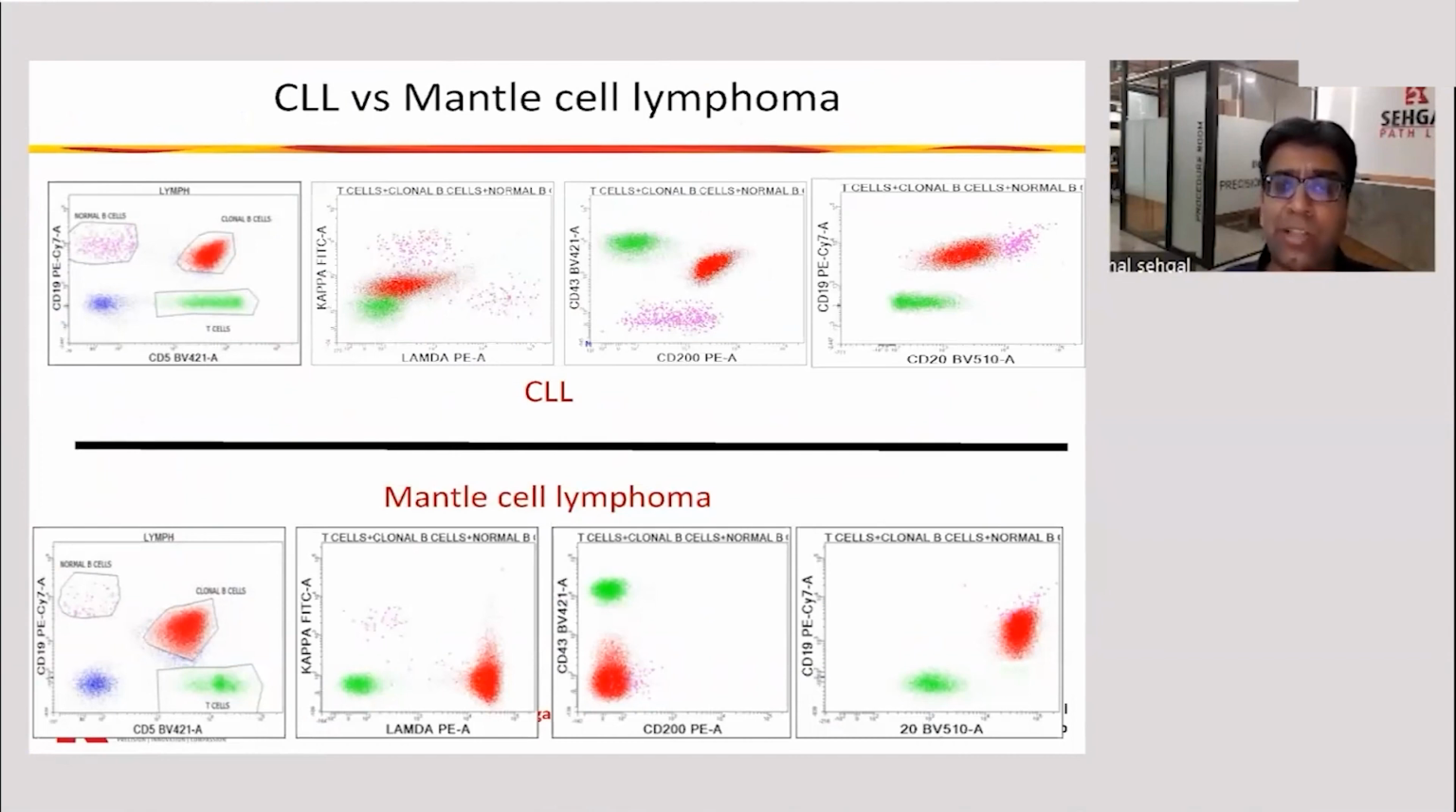And here, the lambda intensity of the clonal population is as bright as normal, as shown in the previous case. In contrast, CD200 is completely negative, CD43 is negative, and CD19 is positive with CD23 being negative. So here now we have a CD5 positive tumor, which also has a bright CD20 expression, has a bright lambda light chain, absence of CD200, and absence of CD23.